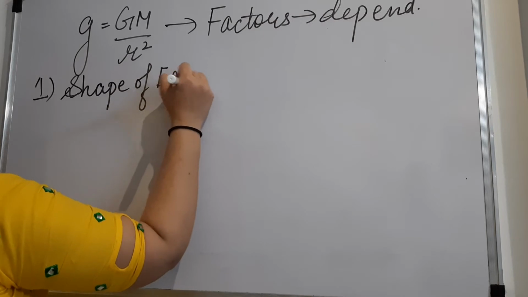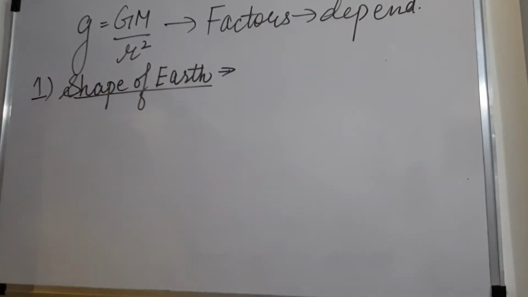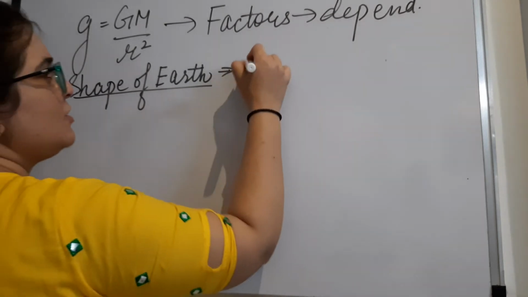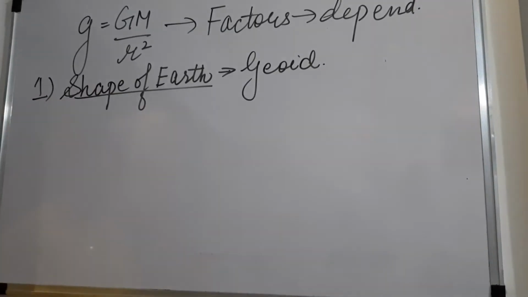So normally, if somebody asks you what is the shape of Earth, the first thing that comes to our mind is spherical in shape, but it is not so. Actual shape of Earth is geoid. Now what is the meaning of geoid? Geoid means flattened at the poles but bulged towards the equator or towards the center.